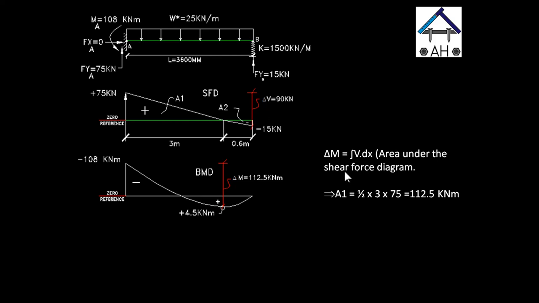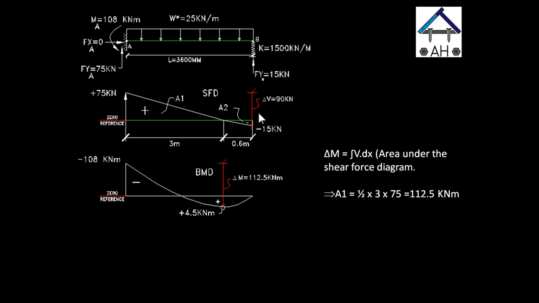So first we need to work out the area of the triangle A1. A1 is half times x, which we found 3 meters, so half base times height, half times 3 times the height of 75, and that will give us 112.5 kilonewton meter. So this means the total change of moment, delta M, is equal to 112.5 kilonewton meter.